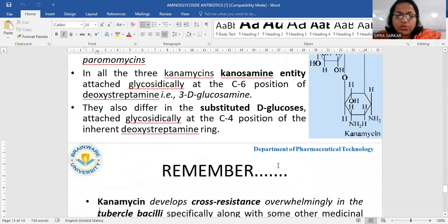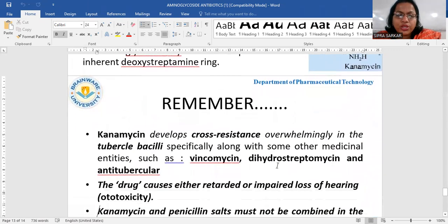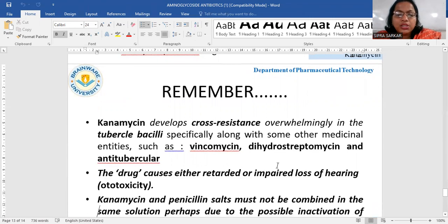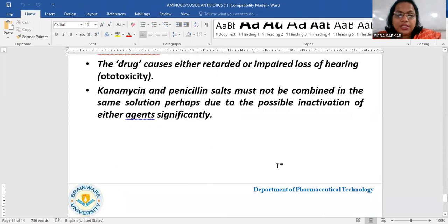That is not required too much. So remember, there are some points. Kanamycin develops cross resistance overwhelmingly in tuberculosis bacilli, especially along with some other medicinal entities such as viomycin, dihydrostreptomycin, and antitubercular drugs. The drug causes either retarded or impaired loss of hearing, ototoxicity. Kanamycin and penicillin salts must not be combined in the same solution, due to the possible inactivation of either agent significantly.